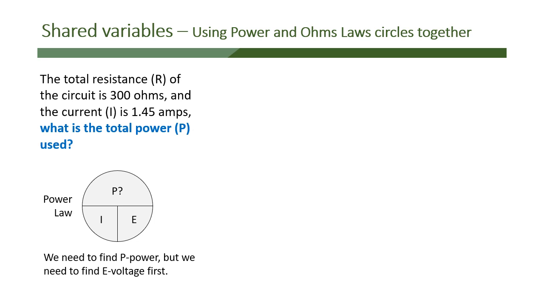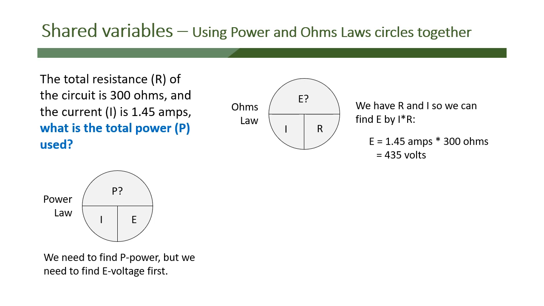So we do have another equation that relates these two together, and that's Ohm's law, E equals I times R. So we cover the E and we find E is equal to I times R. We have R and we have I, so we can now do the calculation. 1.45 amps times 300 ohms is 435 volts. Now we have E. We can go back to the power law circle. We cover the P and we get I times E. We know what E is now, so we get 1.45 amps times 435 volts, which gives us 631 watts.